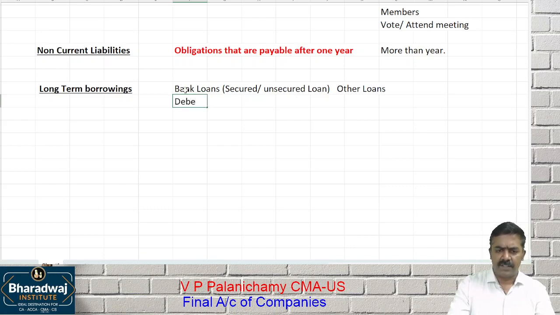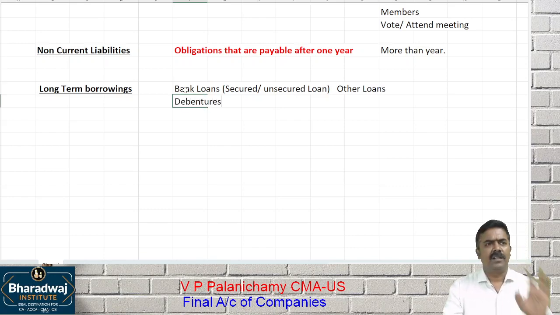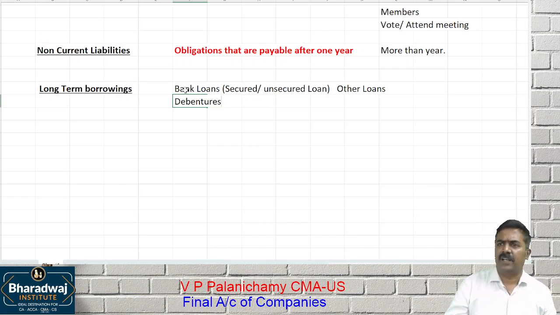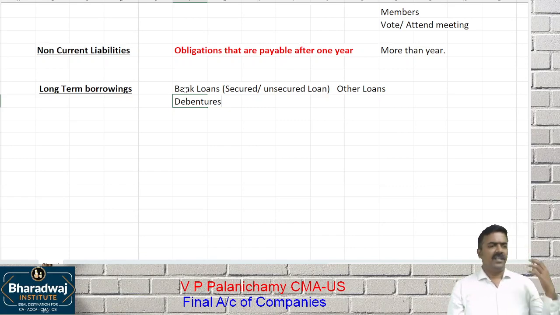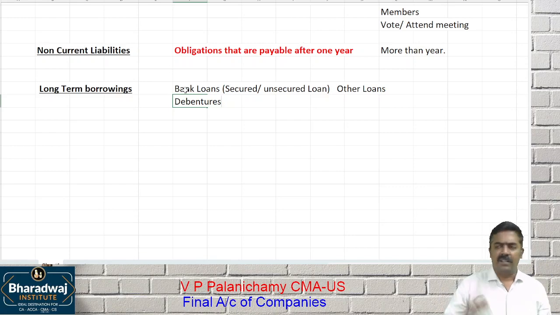Then debentures. Debentures are nothing but loans split into some face value and given to the public. For example, we run a company. When we take a loan from an individual or a bank, we call it a loan. Say the loan is 100 crores. We split it into 1 crore documents of 100 rupees each, issue them to the public and collect money. That is called debentures, or it can be bonds.